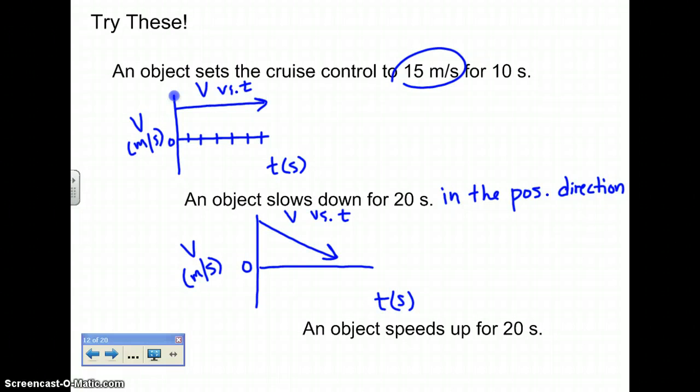Okay, so what about an object that speeds up for 20 seconds? And once again, let's talk about positive direction. Sorry, this one's going to be kind of small. So if you're speeding up for 20 seconds in the positive direction, you would look like that. Do not get lazy and forget your labels and your titles. Okay, moving right along.